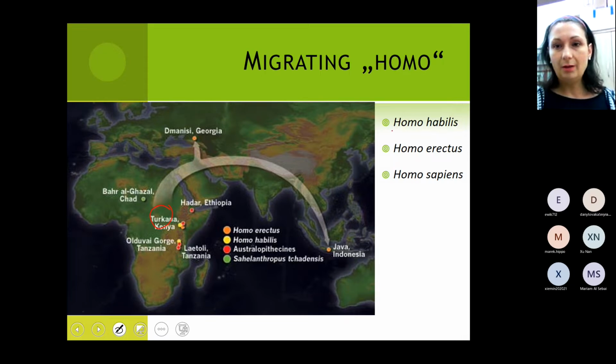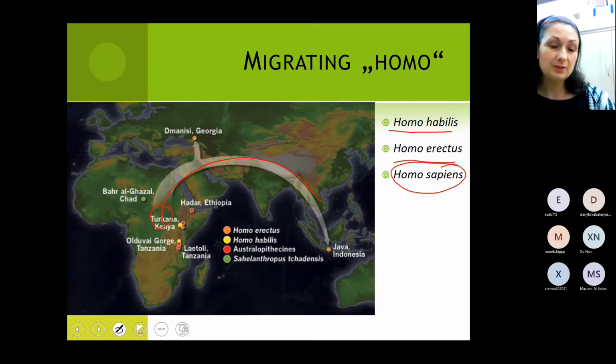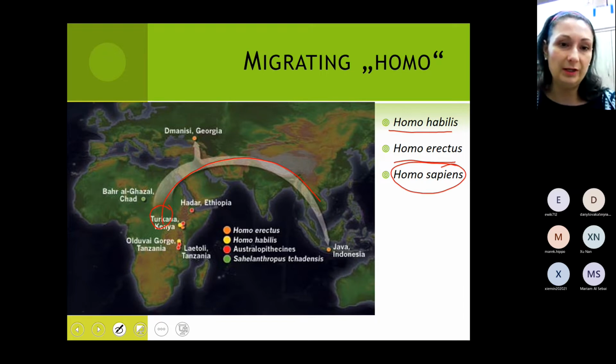We expect that Homo habilis didn't migrate, just remained in Africa. Homo erectus spread from Africa to the rest of the world. However, there was a second wave which was provided by Homo sapiens. These Homo sapiens probably developed by the bottleneck effect somewhere in Kenya, at Lake Turkana. And from this part, they spread and colonized the whole world.